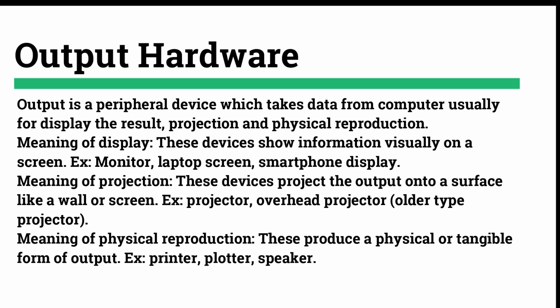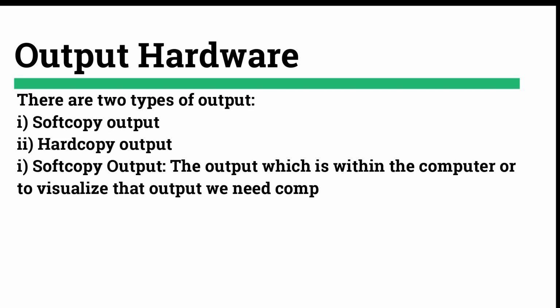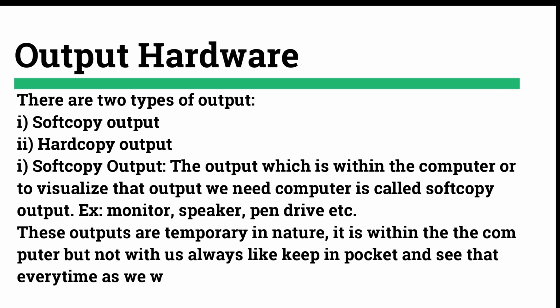Meaning of display. These devices show information visually on a screen. Examples, monitor, laptop screen, smartphone display. Meaning of projection. These devices project the output onto a surface like a wall or screen. Examples, projector, overhead projector, older type projector. Meaning of physical reproduction. These produce a physical or tangible form of output. Examples, printer, plotter, speaker.